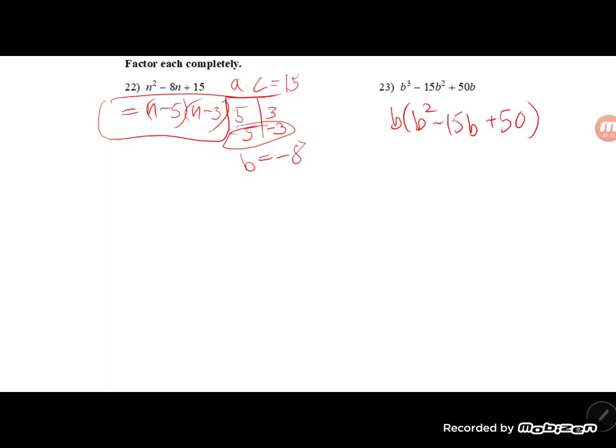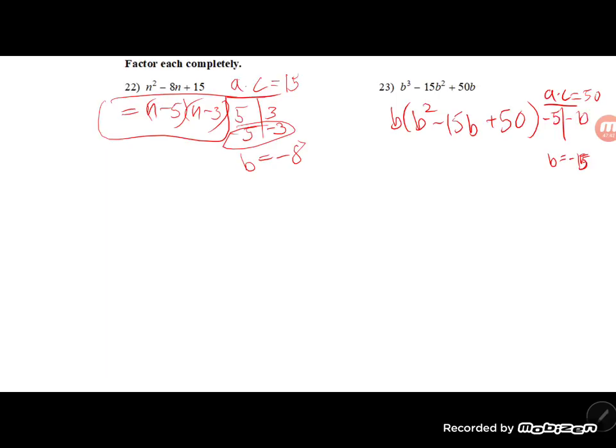Alright, so now we have this. We can see that a times c is going to be equal to 50, and b is going to be equal to negative 15. What are those two numbers that add to negative 15 but multiply to 50? It might take a couple guesses before I finally get it, but once you get there, those numbers are going to be negative 5 and negative 10.